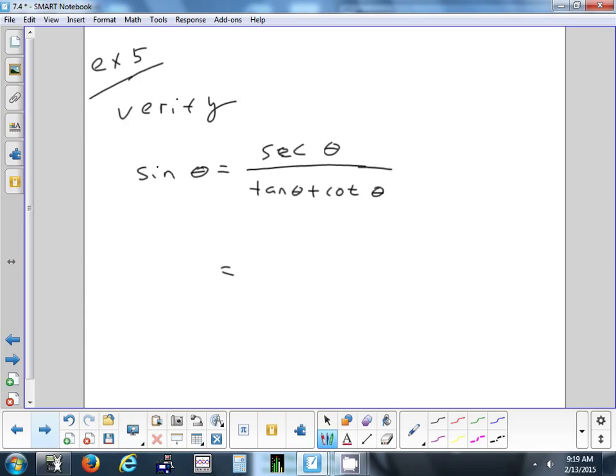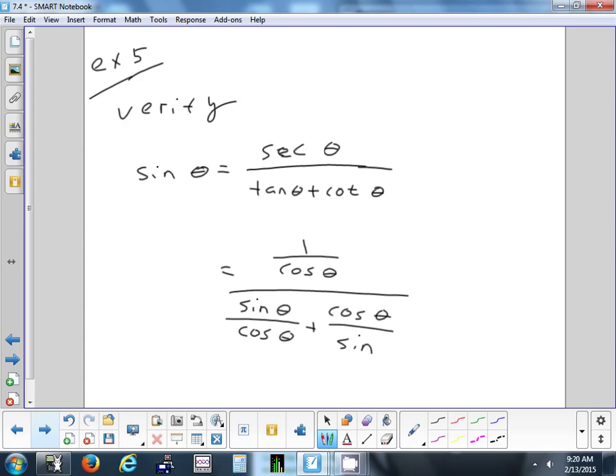Any thought what I do with this first? It's not really too many options here. Yeah? Make everything cosines and sines. Yeah, let's try to make everything cosines and sines and see what happens. So secant is 1 over cosine. Tangent is sine over cosine. And cotangent is cosine over sine. All right, so the first step, we didn't really make anything better. I think we made it worse. Now we have all these fractions everywhere. But sometimes it does look a little bit more complicated before it starts to simplify.